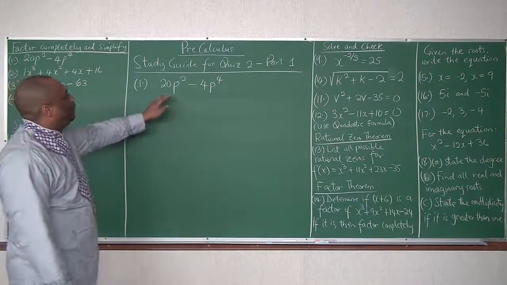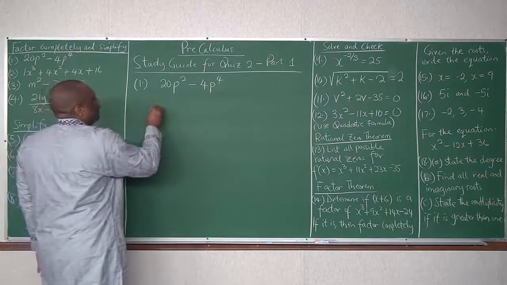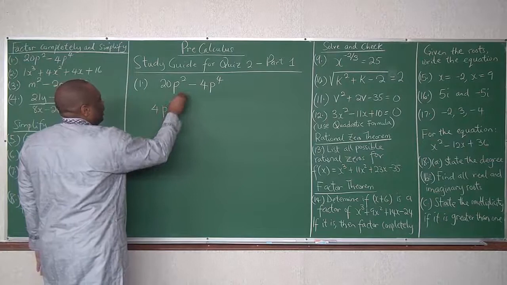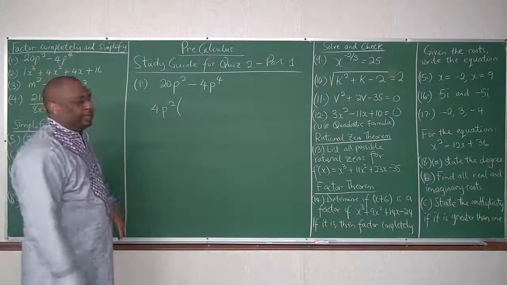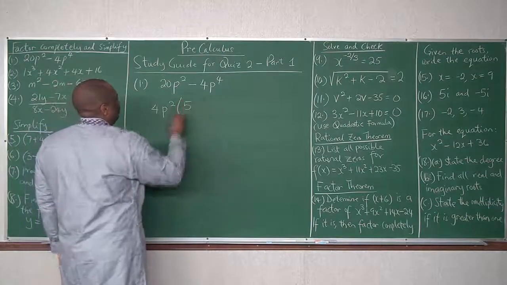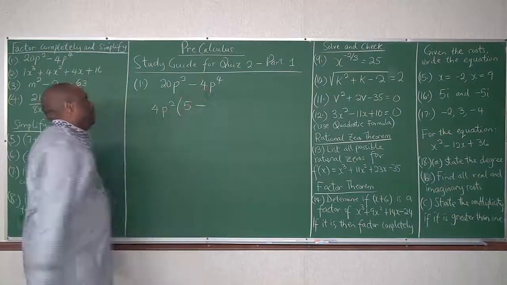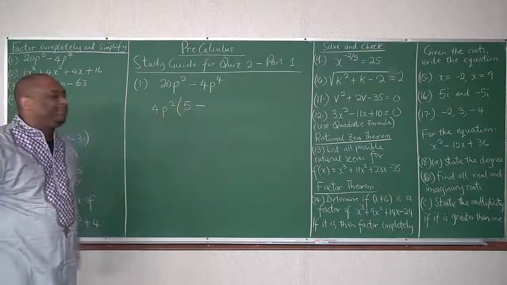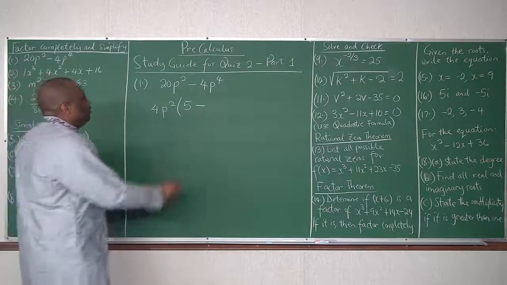Now, what is the GCF of this? We have 4p squared. 20p squared divided by 4p squared gives you 5, minus 4p^4, 4p exponent 4 divided by 4p exponent 2 will give you p squared.